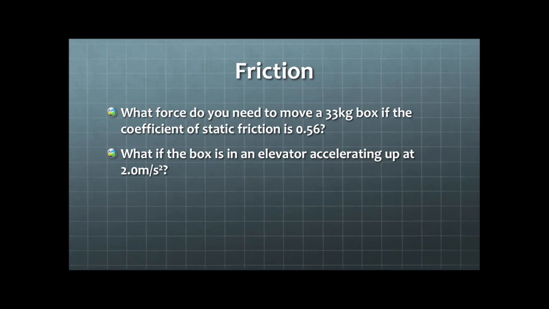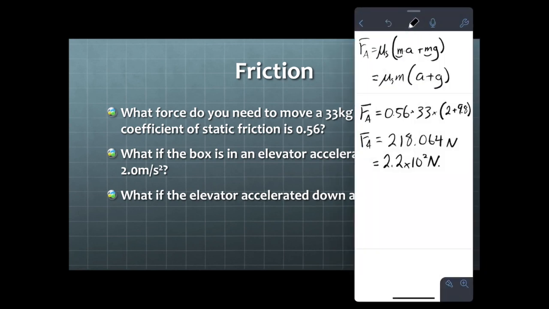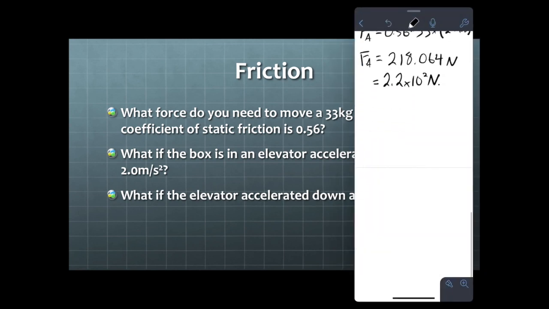Similarly, what would happen if the box in the elevator is accelerating down at 1.3 meters per second squared? This is a similar question as before, and here we will again start with writing down what we know. We know our mass is still 33 kilograms. Our coefficient is still 0.56, and the applied force is still equal to the force of static friction. The difference now is acceleration is 1.3 meters per second squared down.